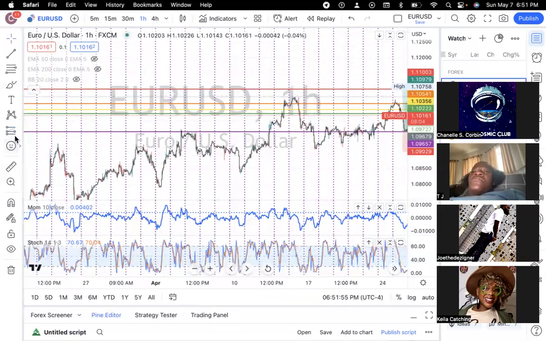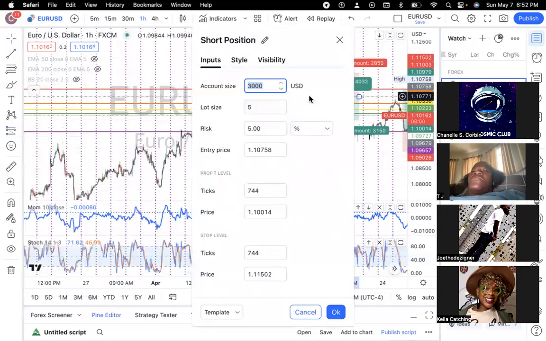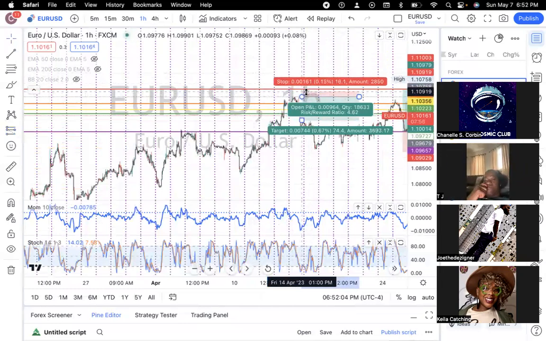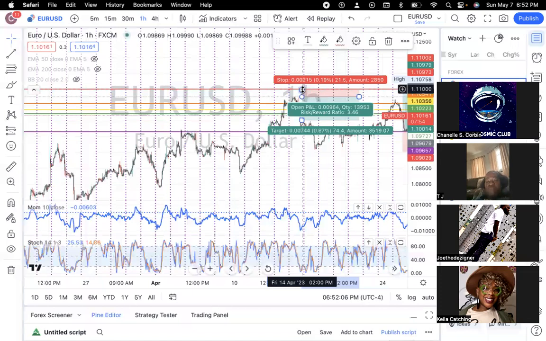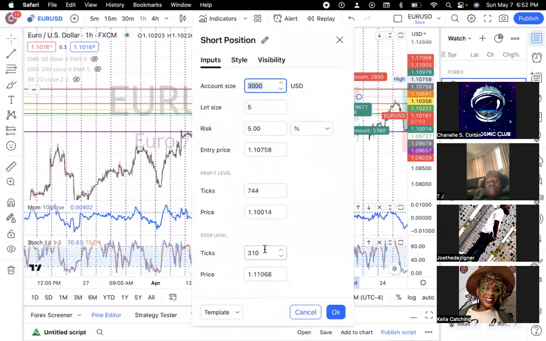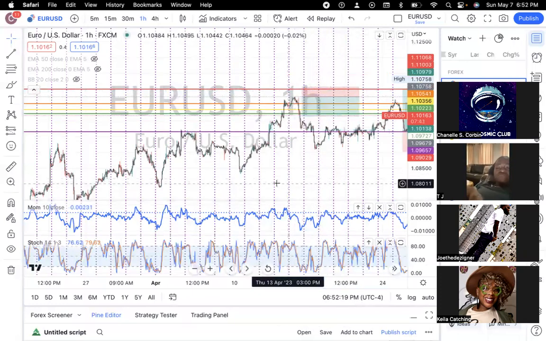Oh, I'm supposed to do a short position. Sorry, y'all. Let's do it to the last resistance of the week. Okay, so that's about 31 pips. So we're gonna make our profit 62 pips. And that's 1 to 2. And that also played out.